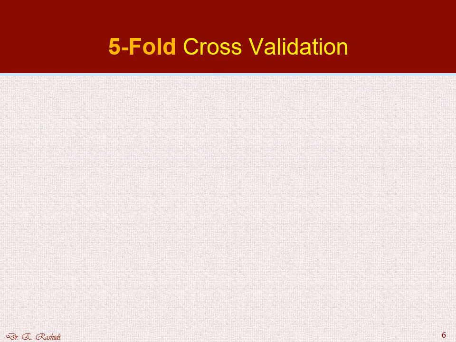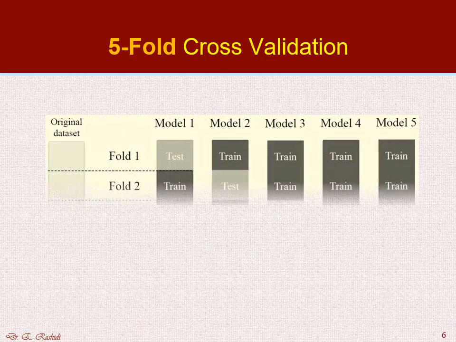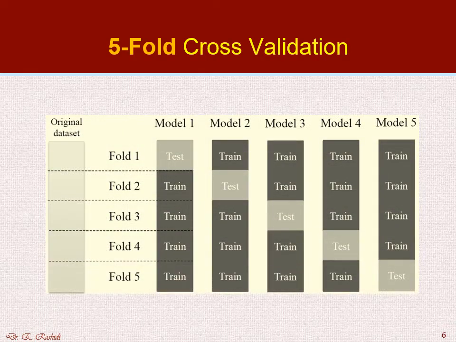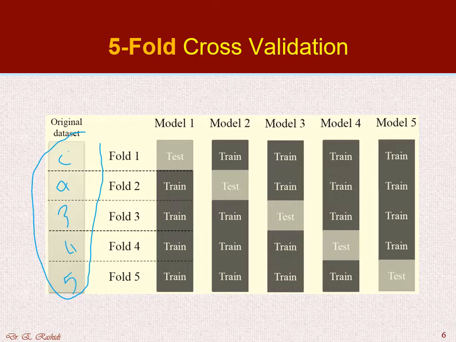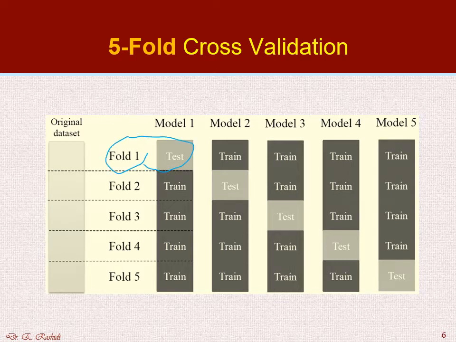Five-fold cross-validation. This is an example of a five-fold cross-validation. We divide our data first into five folds here, of equal sizes, as you see here. This is one fold, another one, the third one, the fourth one, and the fifth one. Then each time we pick one of the folds for testing and the rest for training. And then we repeat this multiple times.